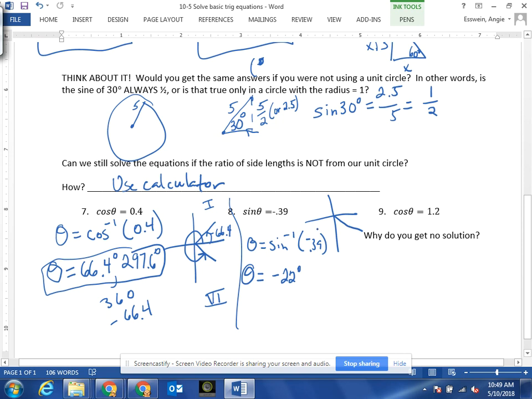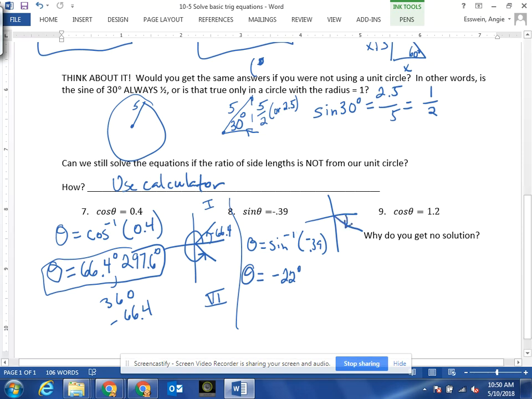Why can't your calculator just give you both answers? Why does your calculator just give you one answer? The reason is, remember the vertical line test? How many places can a vertical line hit a graph for it to be a function? Only one, right? So if your calculator behaves like a function, it can't say this or that. It can only give you one answer. So we have to use what we know about trig to figure it out.